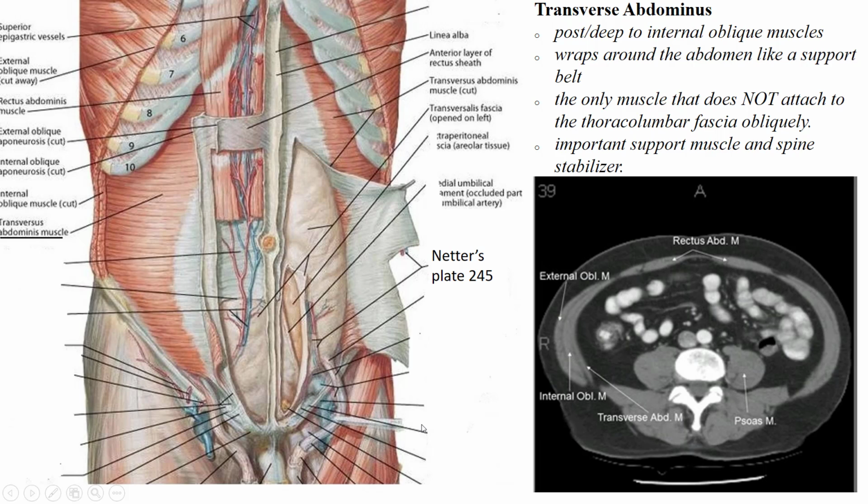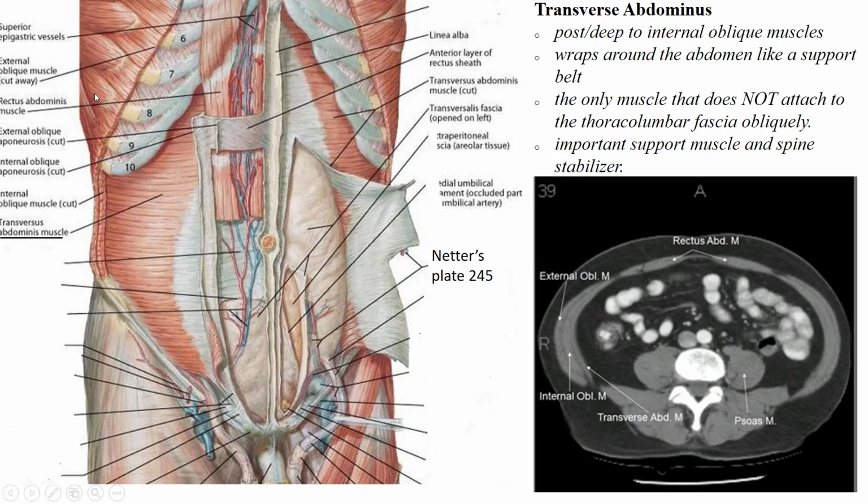Here's the transverse abdominis muscle here. It is the muscle that runs around like a corset or a support belt and helps to support the abdominal structures. It is the only muscle that does not attach to the thoracolumbar fascia obliquely. So it helps to keep the right tension on that fascia.